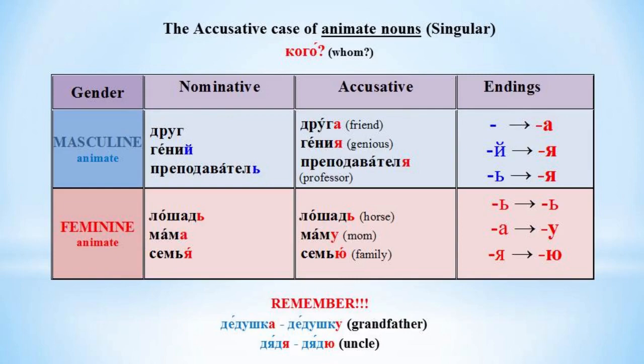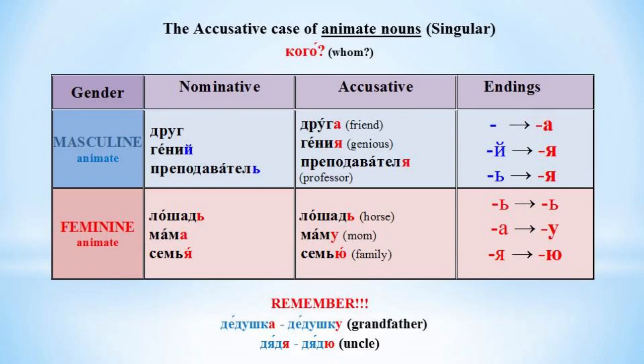And those masculine nouns that end with a soft sign, we will remove the soft sign in the accusative case and place letter я instead of it. So in nominative it was преподаватель, but in the accusative, it will be преподавателя. And now let's take a look at feminine animate nouns.